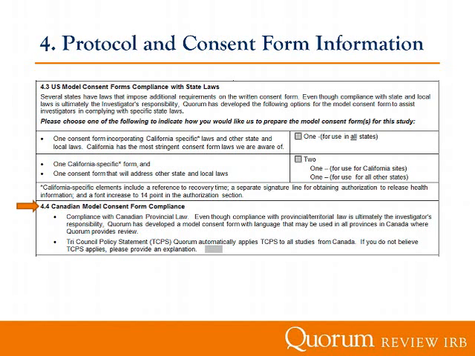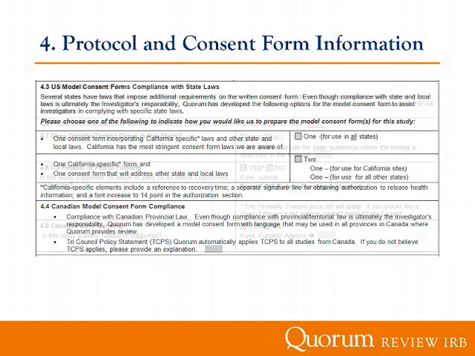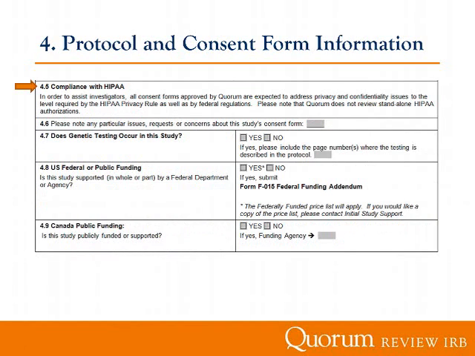4.4 is primarily an informational point for Canadian studies. However, you should still read these sections and supply documentation for any issues that arise from them. 4.5 is just a reminder that Quorum does not review standalone HIPAA authorizations at this time. We will, by default, include them in a consent form as required by federal regulations. 4.6 is your opportunity to make any special requests about your consent forms or bring to our attention any concerns you feel are pressing or require additional attention.